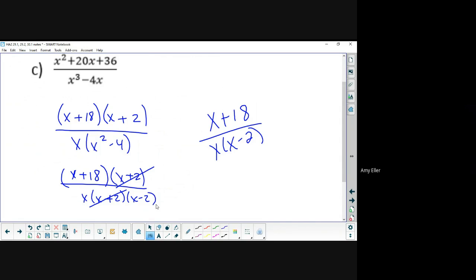Do these x's cancel? No. One is multiplied, one is added. The addition causes a problem. We do not cancel that. Please write down your restrictions. X cannot be.